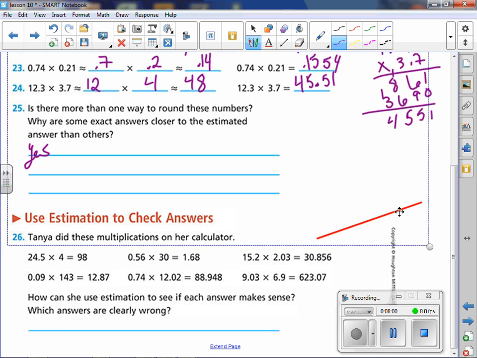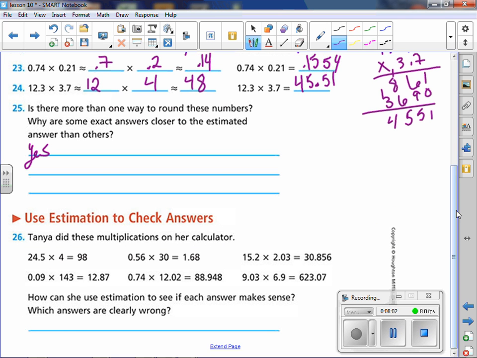Okay, let's go ahead and move on and look at the next thing. We're talking decimals here and multiplication that was done on a calculator. And so we're going to look and see which estimation was making the most sense. What did she need to do here and what happened?